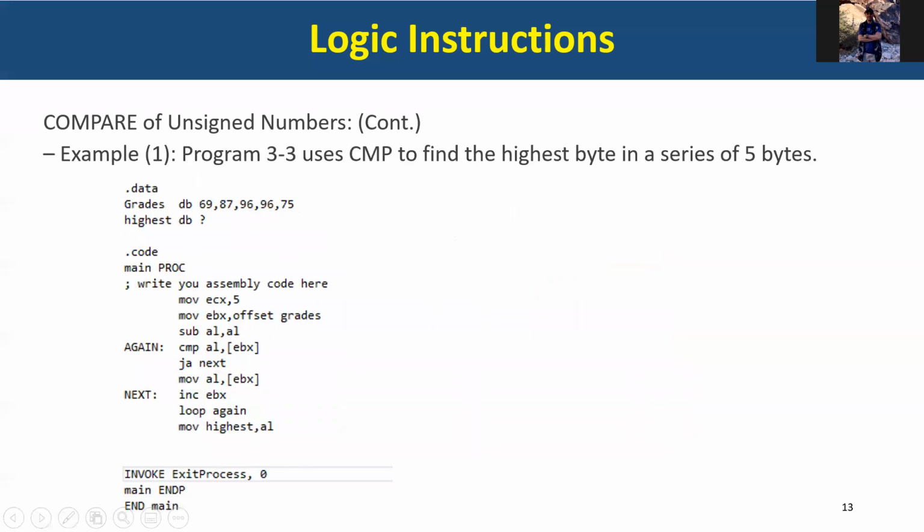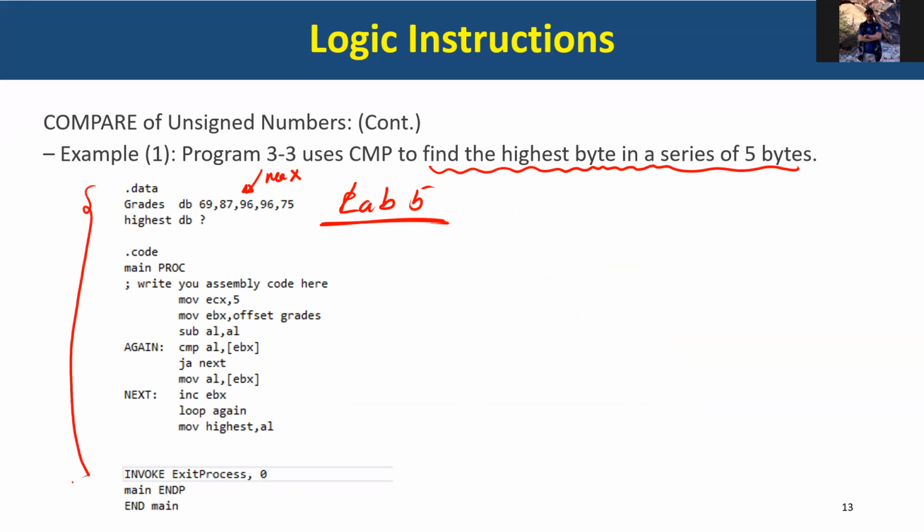Here is a very interesting example that finds the highest or the maximum value in a series of 5 bytes or 5 numbers. Okay. And in that case here, of course, the maximum value is 96. And this will be our lab 5. So stay tuned, guys, for this lab. In this lab, we're going to explain in detail this application in which we use the compare instruction.